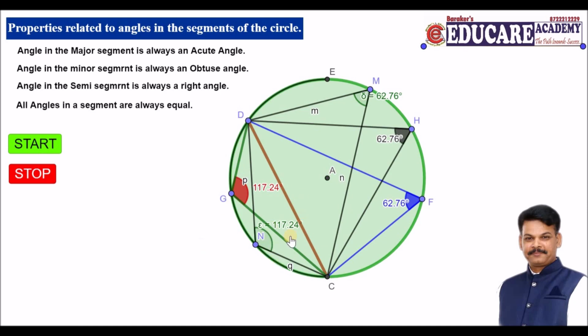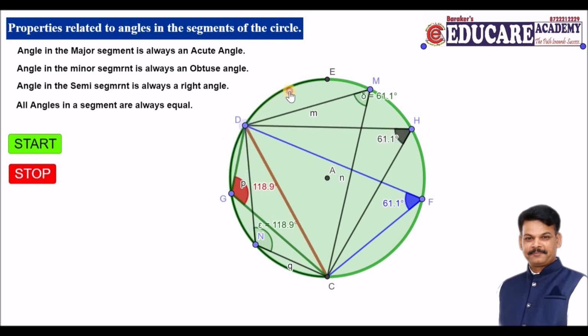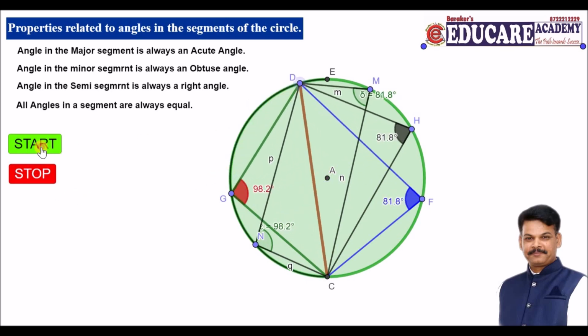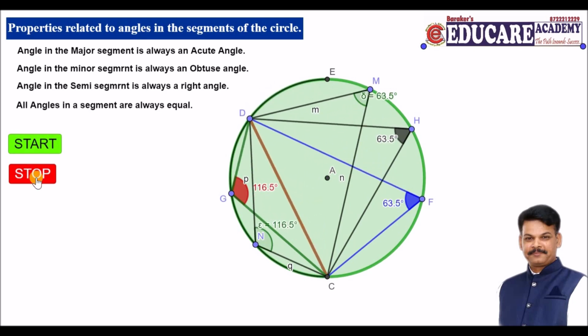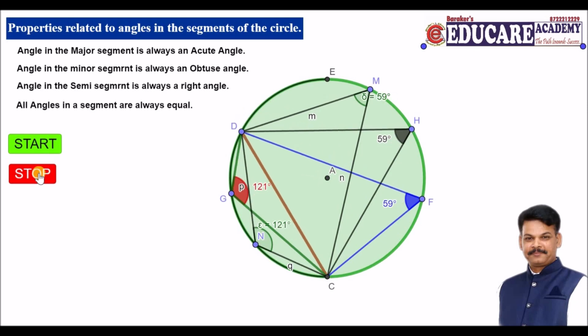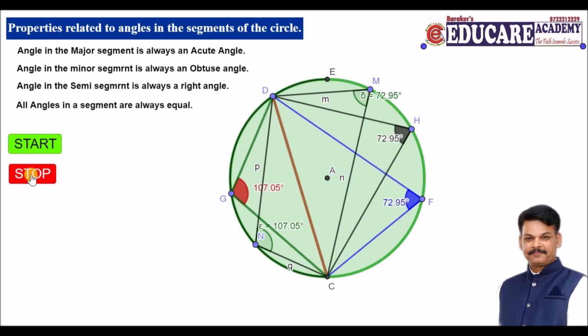Here the whole concept is a dynamic one. It is self-operated. We can make this chord change its length by itself. Just see the animation here. As the length of the chord changes, all the angles change, but they always fulfill the properties, which is formed with the help of GeoGebra.